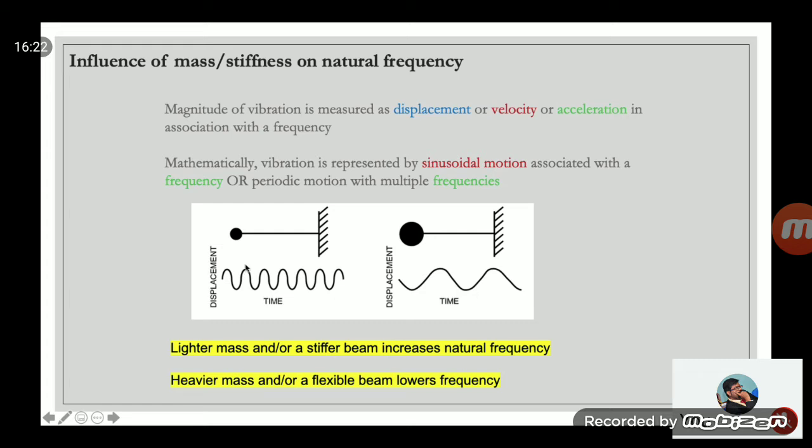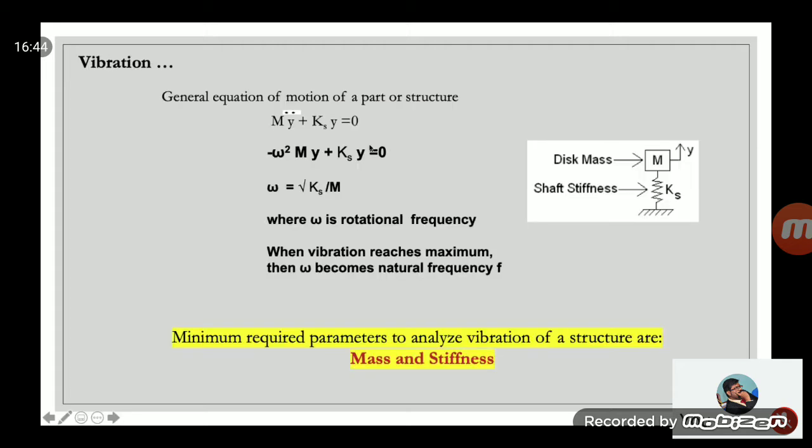Either you can define it by the period, 1 over T frequency, or you can calculate it if you know the stiffness and mass. And when you design a component, you don't have these signatures available because you are designing it for the first time. In that case, what you know is the mass and stiffness.